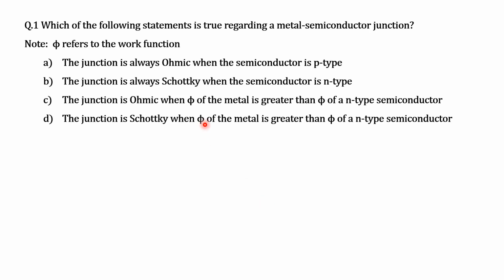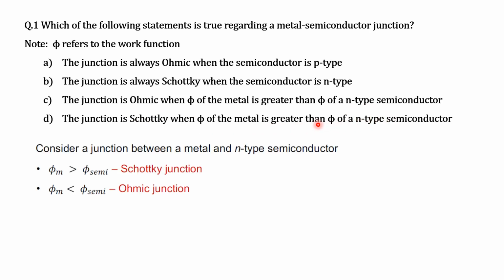In this first question, they're asking which of the following statements is true regarding a metal semiconductor junction. We know based on the lectures that when a metal and a semiconductor are in contact, it is not the case that the junction will always be either ohmic or Schottky. Therefore, the first two options are surely wrong. The next is the junction is ohmic when phi of the metal is greater than that of the semiconductor, or it is Schottky when it is greater than that of the n-type semiconductor.